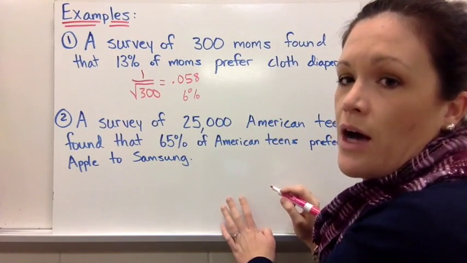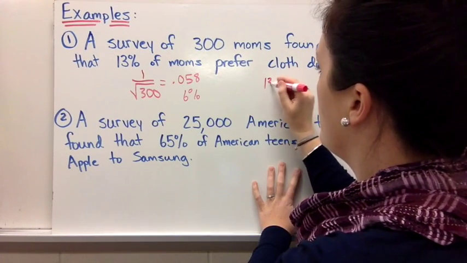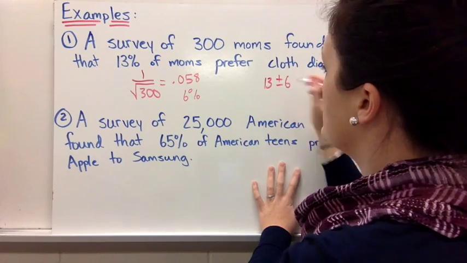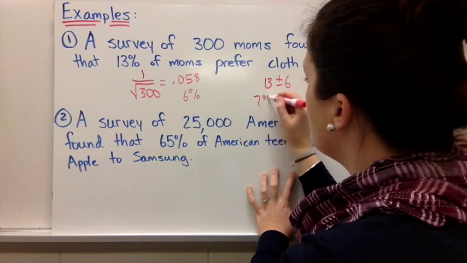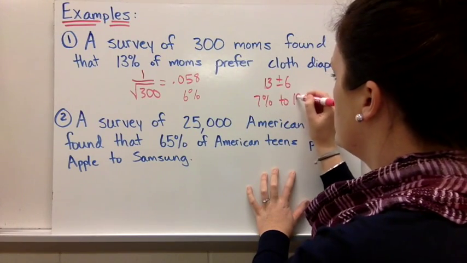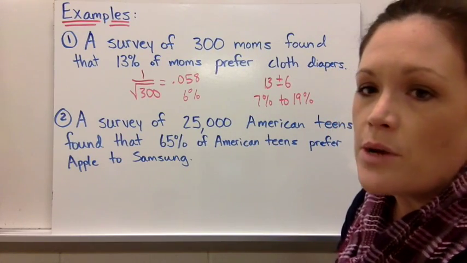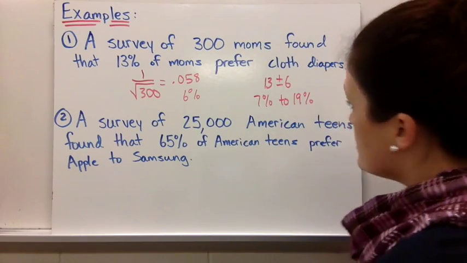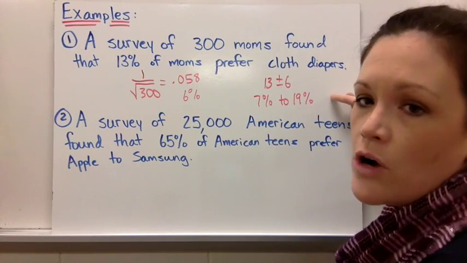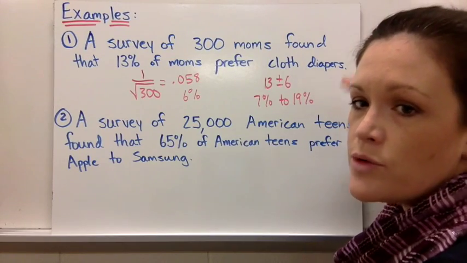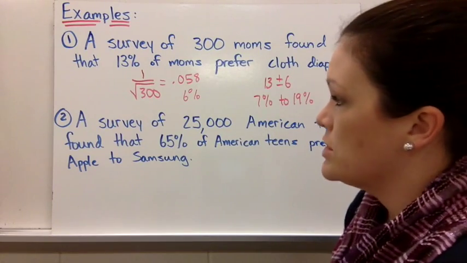So what we say is we have a confidence interval, 95% is our confidence interval, that 13 plus or minus 6 is really truly where moms actually fall. So really 7% to 19% of moms prefer cloth diapers. 13 is there in the middle. It's the mean of our sample. So 7% to 19% we call our confidence interval or our true interval of where moms really fell. About 7% up to about 19% of them actually answered the question that way.